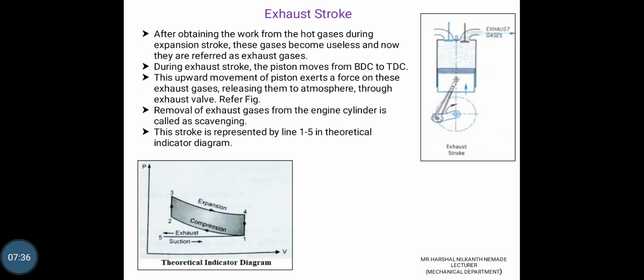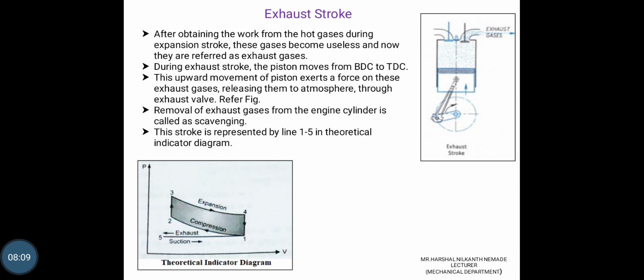You may see the theoretical diagram which is given. There is one straight line, the suction line, till 1. From 1 to 2 is the compression stroke, from 2 to 3 it is the power stroke, where heat addition is at constant volume. From 3 to 4 is the expansion stroke, and the line from 4 to 5 is the exhaust stroke.